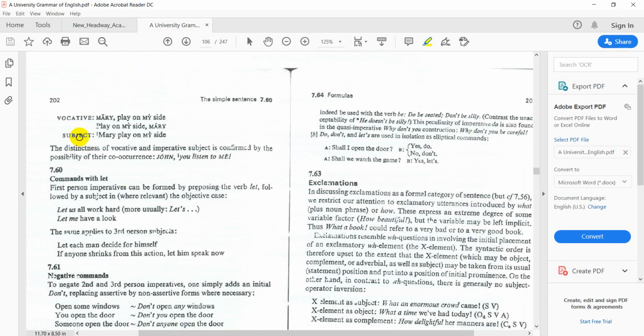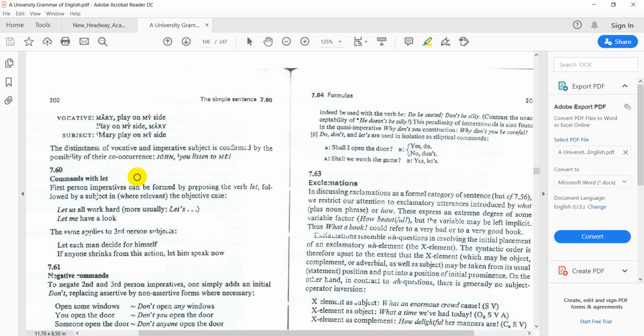Now, let's see the difference between these two. Vocative: Mary, comma, play on my side. Play on my side, Mary. See this comma? Okay. Imperative with a subject: Mary play on my side. There is no comma. There is no comma. And I put stress here also.